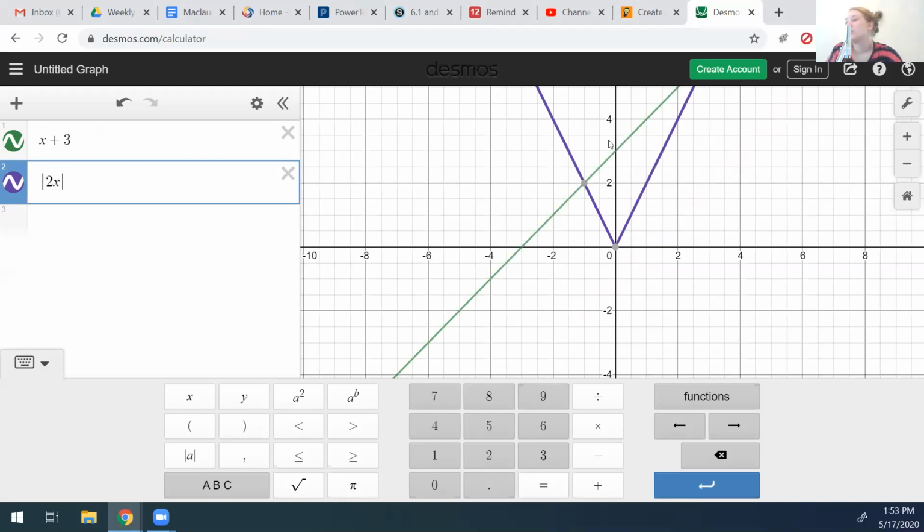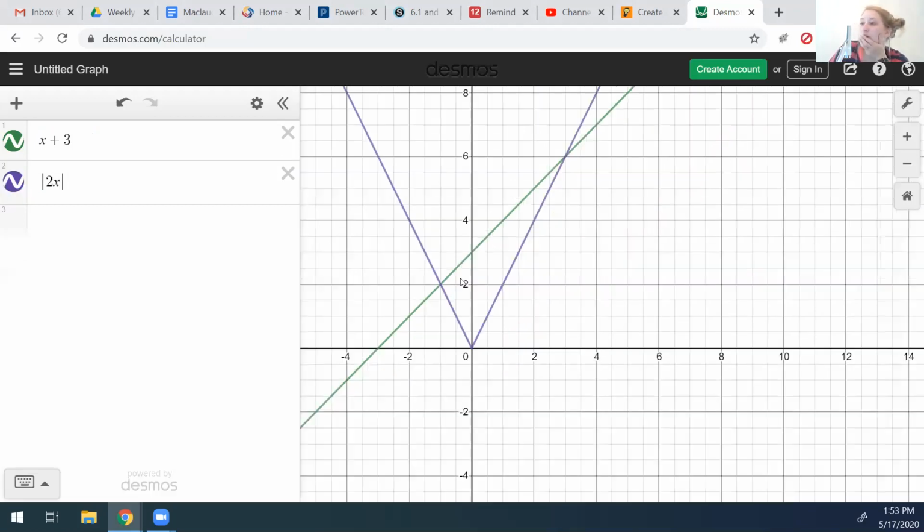Okay. So what you should be noticing is we have two different equations here. One happens when x is less than 0, and the other happens when x is greater than 0. So we're going to have to take that into account.